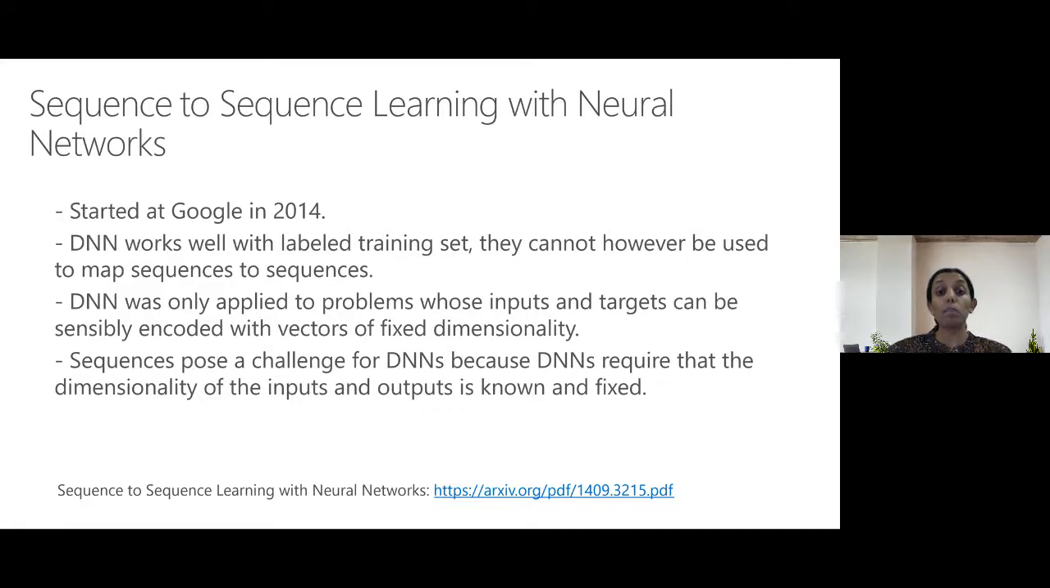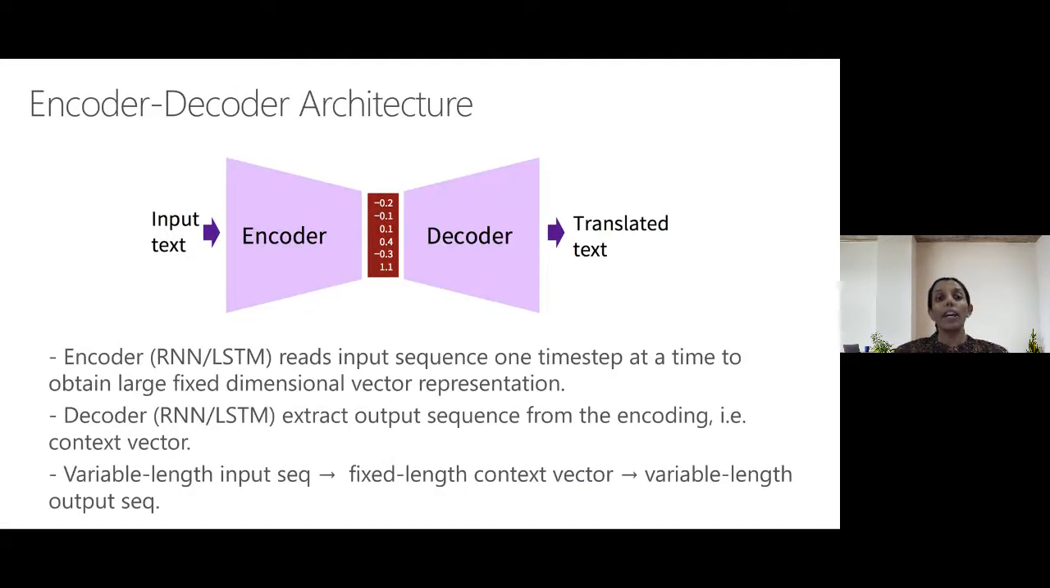Sequences pose a challenge for deep neural networks because they require that input and output length is known ahead of time. Here's the paper on arXiv in case anyone's interested in reading about it. Okay, so that's where the encoder-decoder architecture played a big role in helping simplify this whole process.